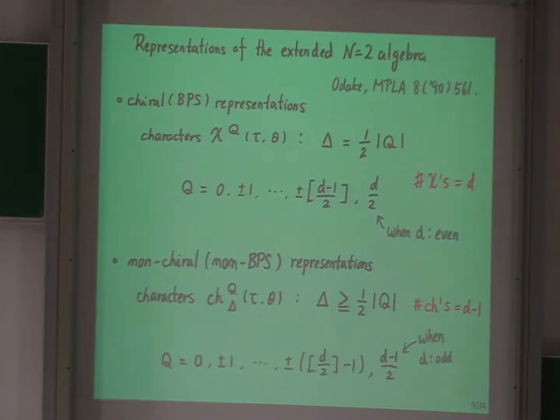This I think was his PhD thesis. For chiral representations, for a D-dimensional Calabi-Yau, there are D inequivalent BPS representations, all of which have delta equal to half of Q, and Q has D choices here. And for the non-BPS ones, there are D minus 1 irreducible, inequivalent representations. Again, delta is greater than half of Q, etc. I'm going to denote the character of this by chi, just because this is chiral, so I call that chi, just to remind myself. And then the non-chiral ones, the characters are denoted by ch.